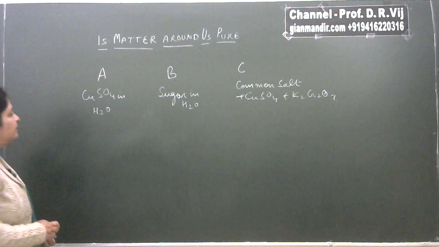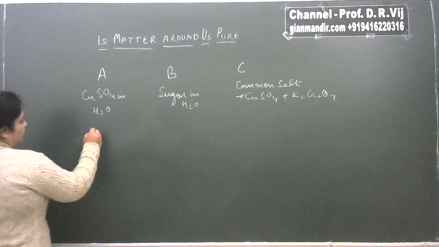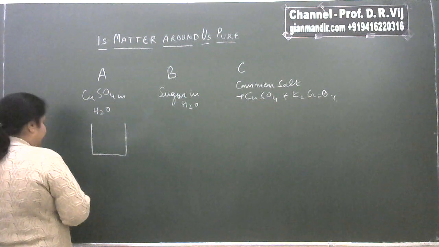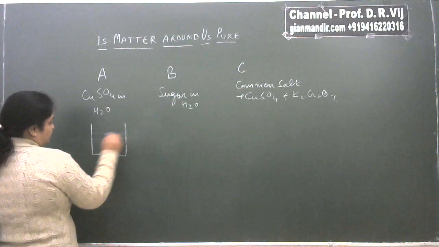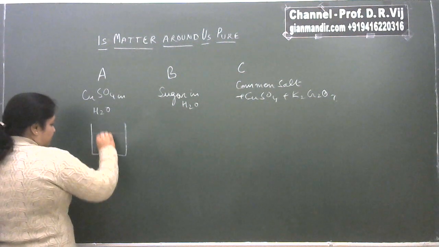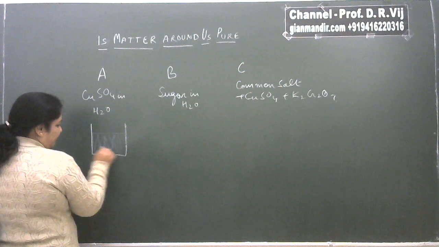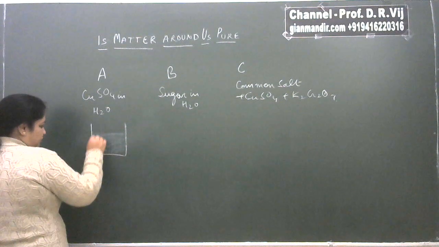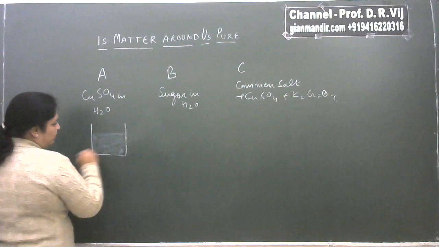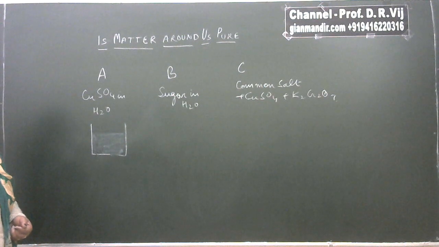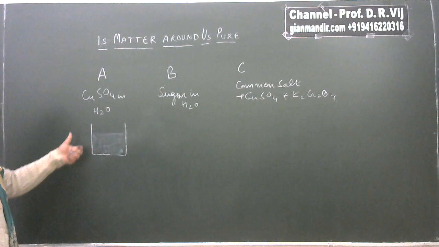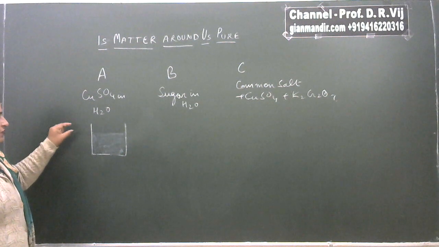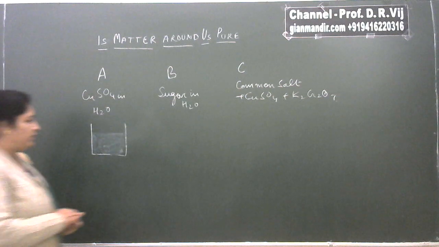So if you look at the mixture of group A, as you know, copper sulfate is a blue colored compound, and when you dissolve this copper sulfate in water, you observe that the whole solution develops a uniform blue color, right? So you will observe the solution to be blue colored, and this blue color is uniformly distributed. You cannot differentiate between the particles of water and the particles of copper sulfate.